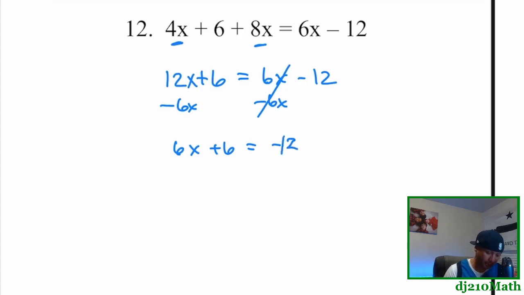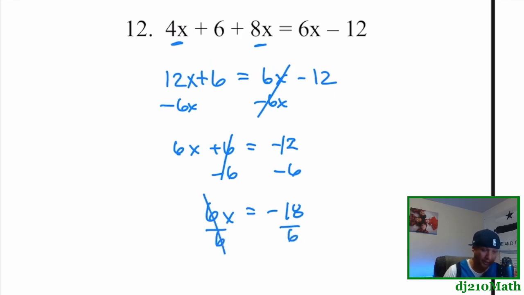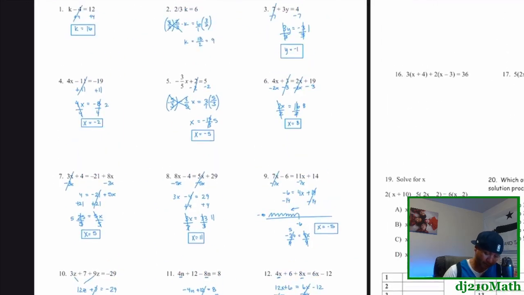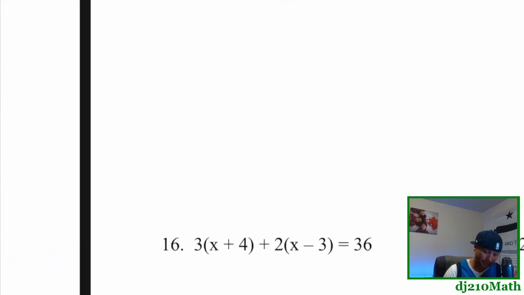Getting the x term by itself, subtracting 6 from both sides, cancels on the left. 6x is equal to negative 12 minus 6. This is negative 18. Divide both sides by 6. Cancels. 18 divided by 6 is 3. So x is equal to negative 3. Is that it for the front? It is. All right, to the back.